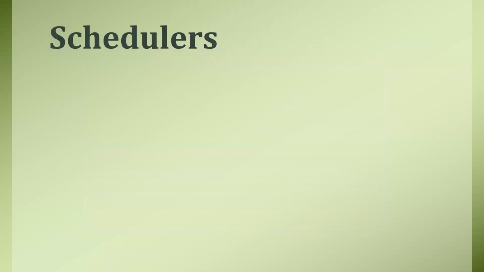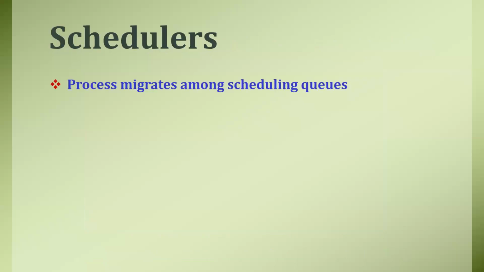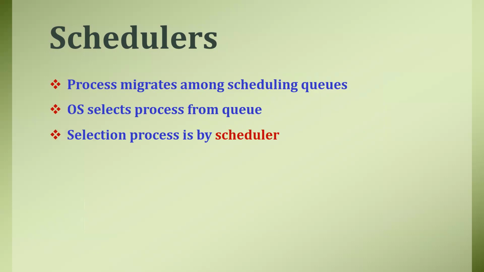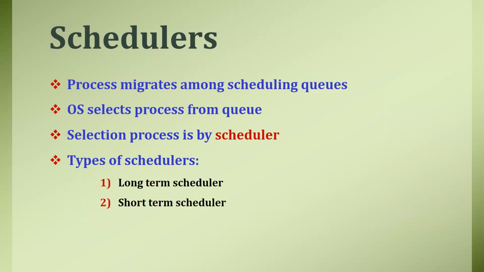Next, we move on to schedulers. A process migrates among the various scheduling queues throughout its lifetime. The operating system must select, for scheduling purposes, processes from these queues in some fashion. The selection process is carried out by the appropriate scheduler. There are three different types of scheduler: a long-term scheduler, a short-term scheduler, and a medium-term scheduler.